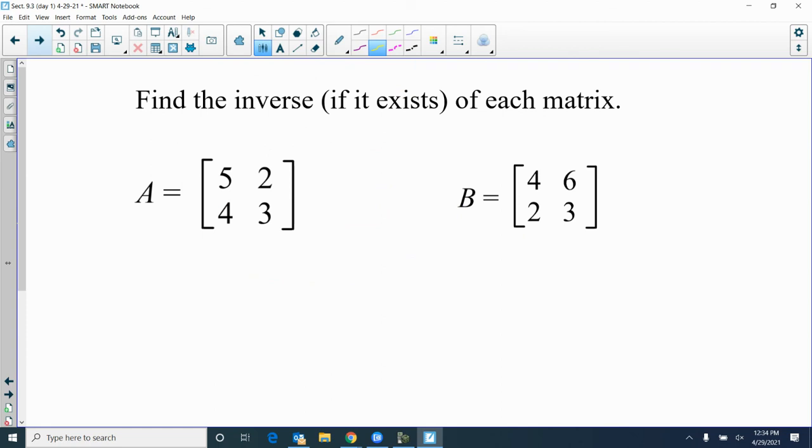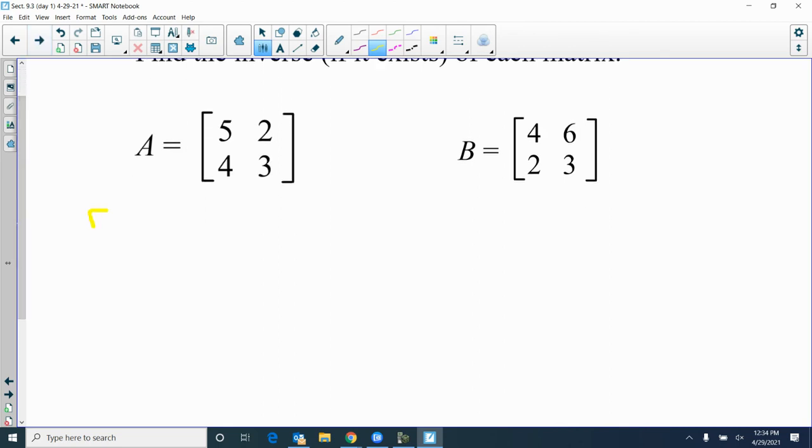All right, those are 2 separate matrices. Just copy down A for now. We're going to find the inverse for both of those. I'm not telling you they're inverses. Like I said, those are 2 separate problems. All right, this is A. Find A inverse.